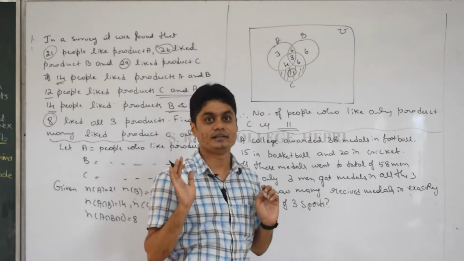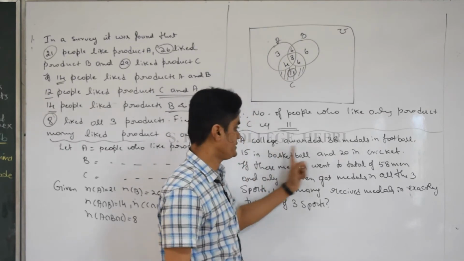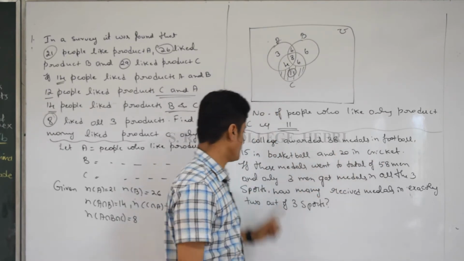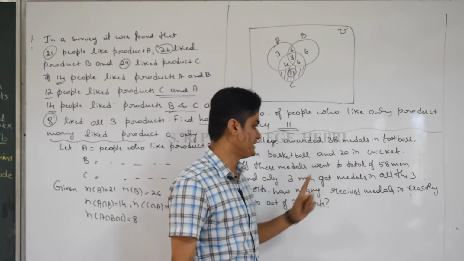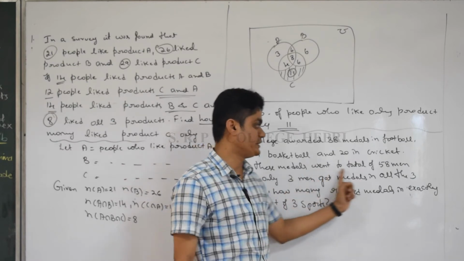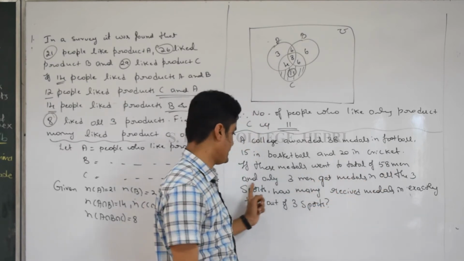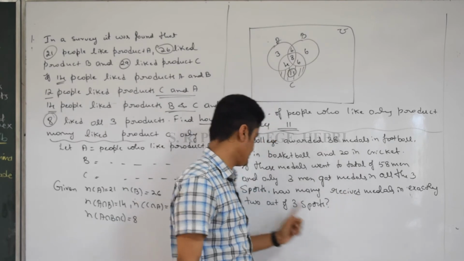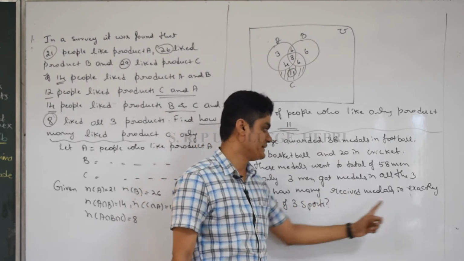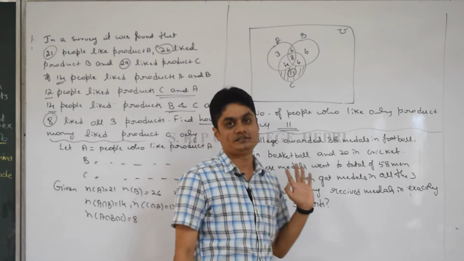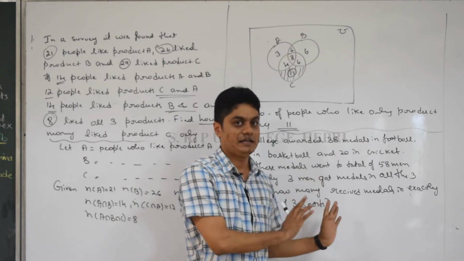This is an important question, remember. So next question: a college awarded 38 medals in football, 15 in basketball, 20 in cricket. If these medals went to a total of 58 men and only 3 men got the medals in all the 3 sports, how many received medals in exactly 2 out of 3 sports? So this is a little difficult. I'll show you how to answer that.